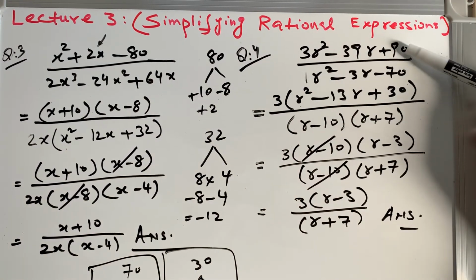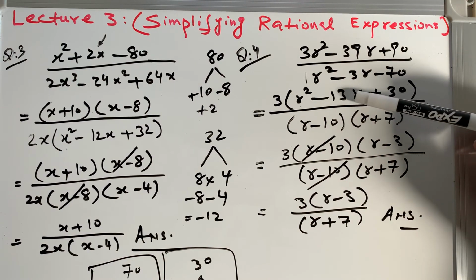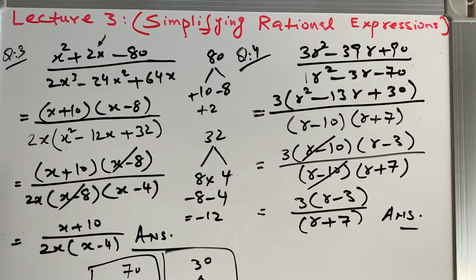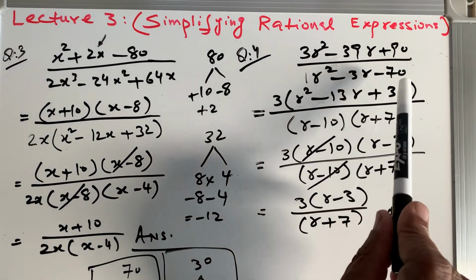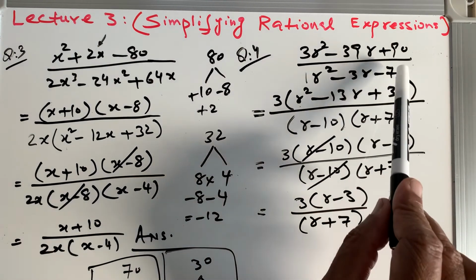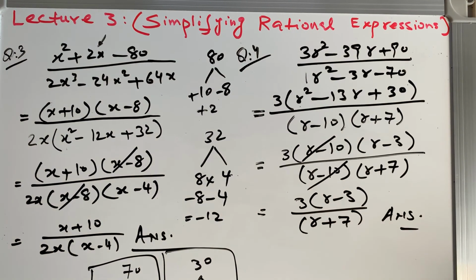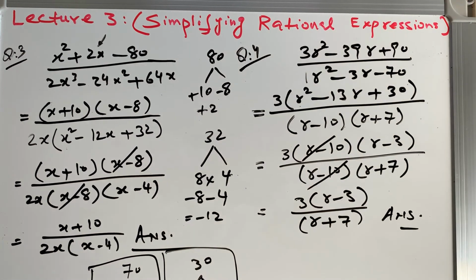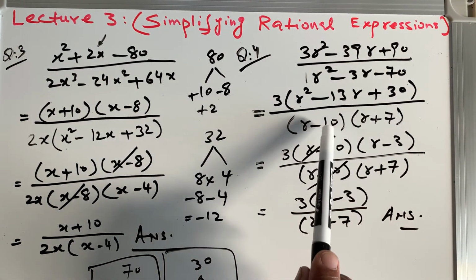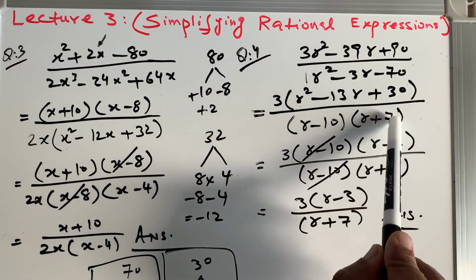Here 90. So I take 3 common, so I have 30. I break 30 as 10 times 3, but I need minus 13 in the middle. So minus 13 means minus 10 and minus 3. So minus 10 and minus 3 are my two factors. Again, the bottom one is 70, and I have to get minus 3 in the middle term. So 10 times 7 is 70, but I need minus 3, right? So minus 10 and plus 7 gives me minus 3. So my two factors will be r minus 10 and r plus 7.